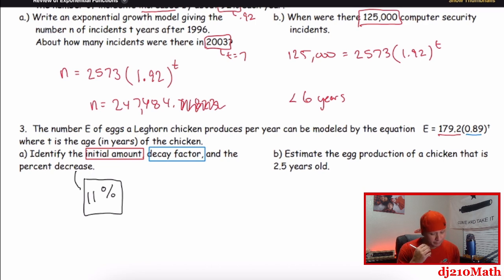All right. Estimate the egg production of a chicken that is 2.5 years old. So this is the T. So to the calculator, 179.2 times 0.89 to the 2.5 power.